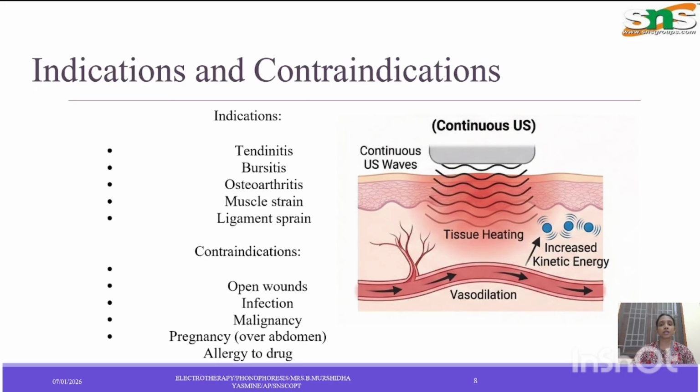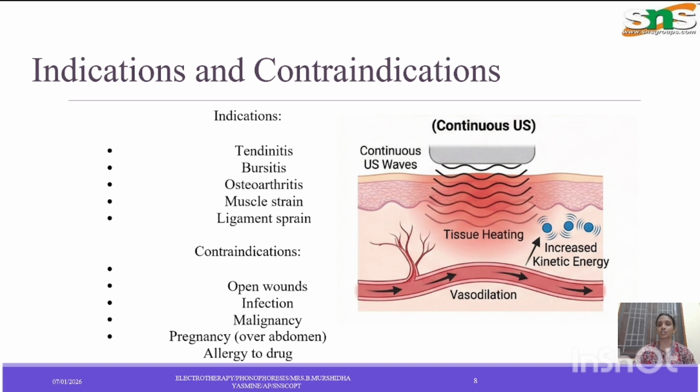What are the indications and contraindications for phonophoresis? Indications: all the inflammatory conditions like tendinitis, bursitis, osteoarthritis, muscle strain, and ligament sprain. In case of any sports injuries, phonophoresis is indicated.